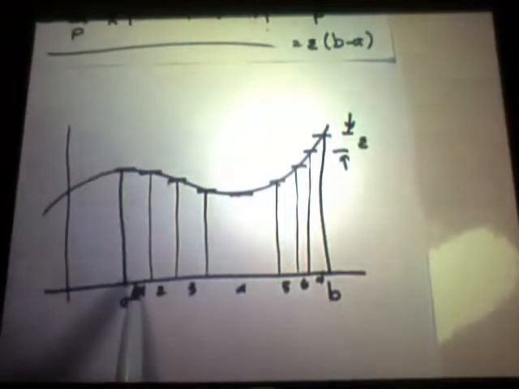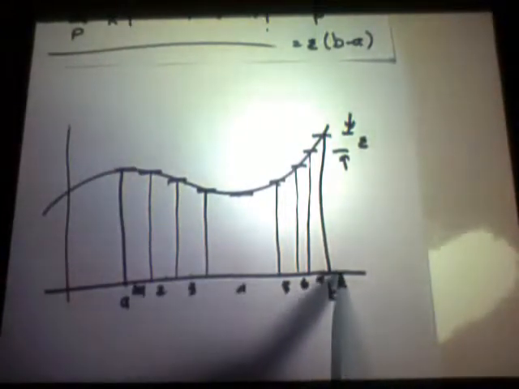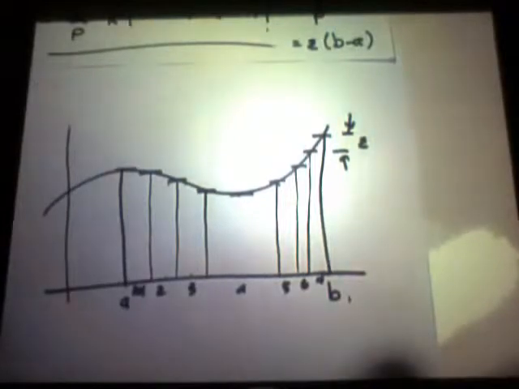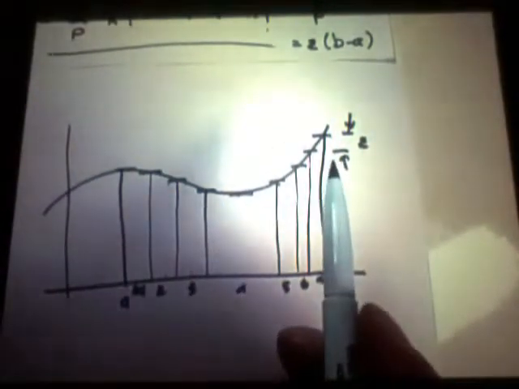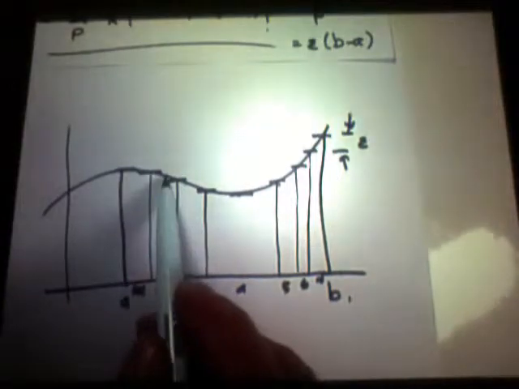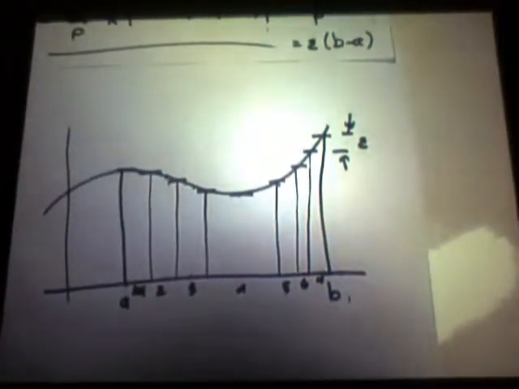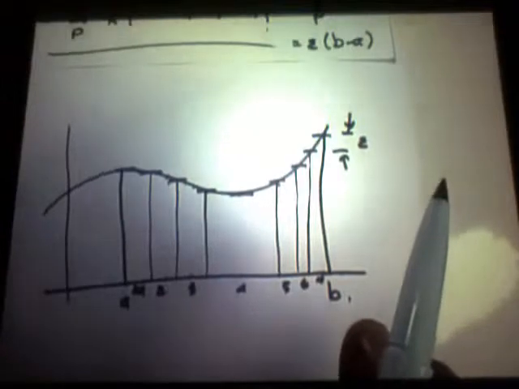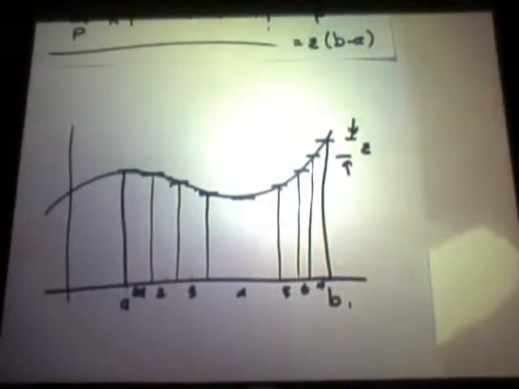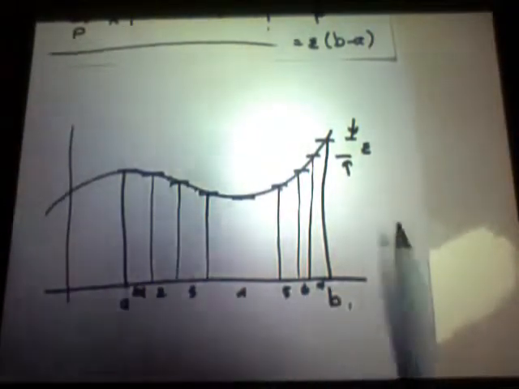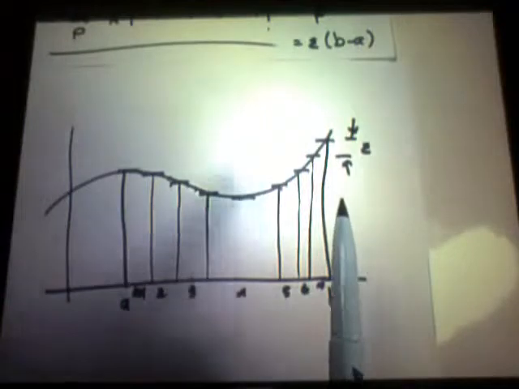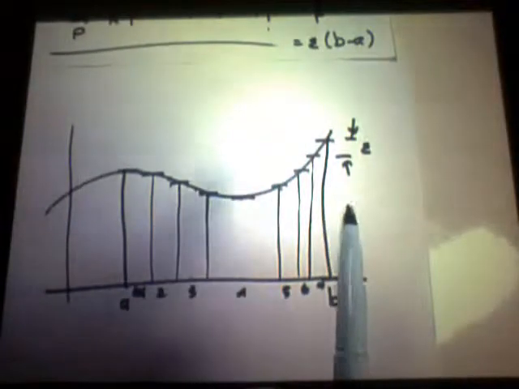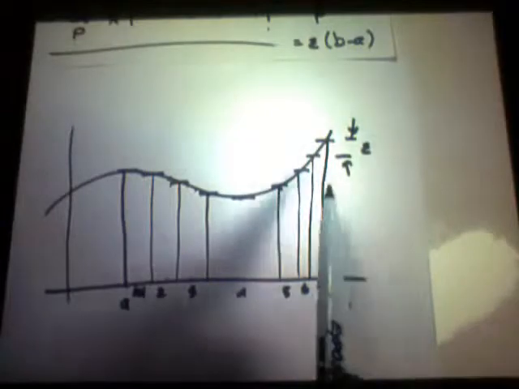So epsilon times this length, all added up, is epsilon times b minus a. So no matter what tag points I pick inside, if I have two Riemann sums with the same division points and arbitrary tag points, they will not differ by more than epsilon times b minus a, provided the sup minus inf on any subinterval is never greater than epsilon. So I can arrange for that to happen.